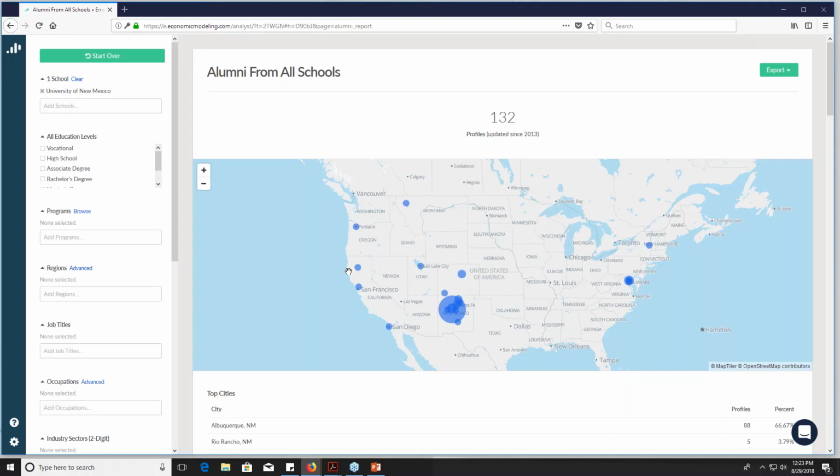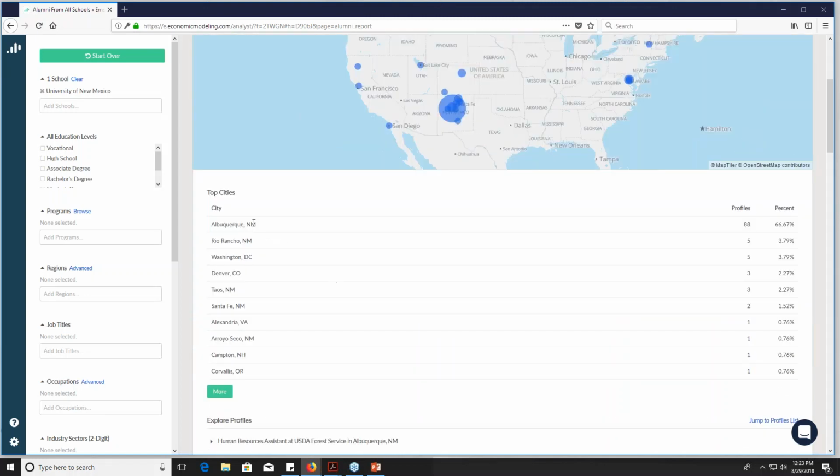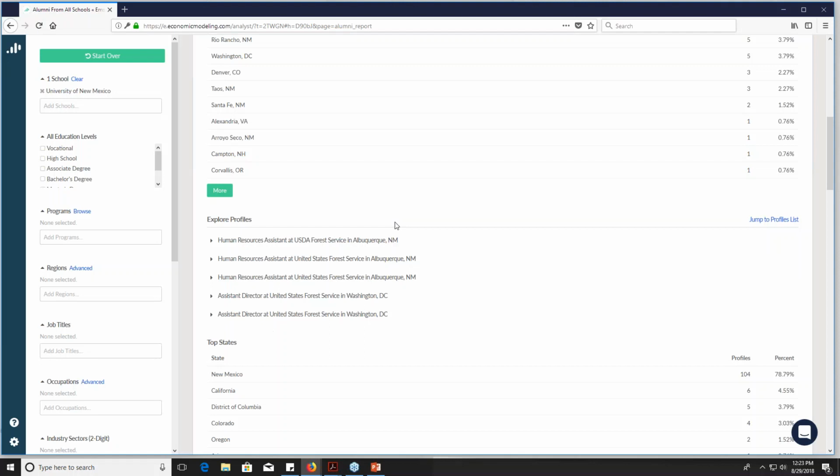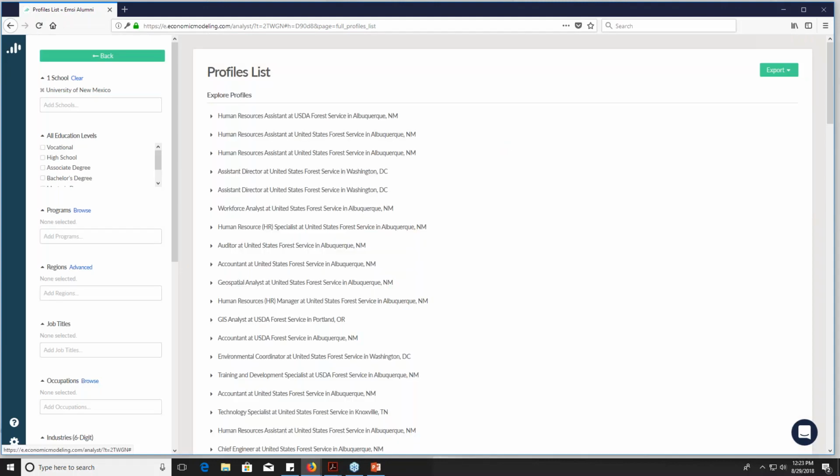Especially when I showed her how easy it was, and we looked at where some of those alumni are being placed, what cities. You can see a lot are in New Mexico. We have a very active Forest Service here. You can see some of the examples of the profiles, and again, we can jump to a profile list, which pulls them up and gives you all of the specifics. So, Human Resource Assistant at USDA Forest Service in Albuquerque.